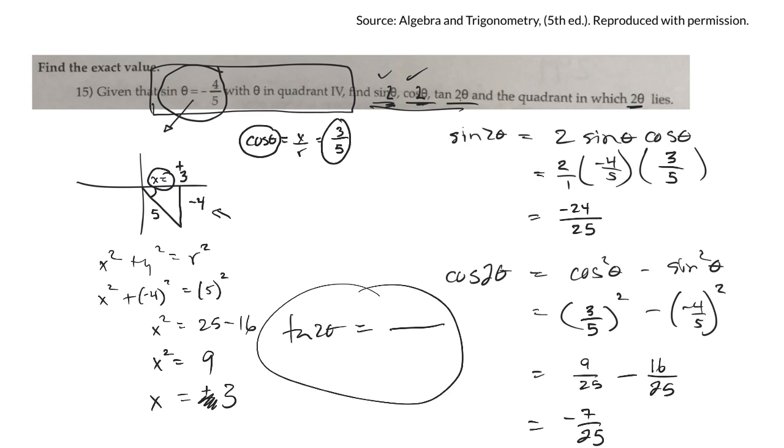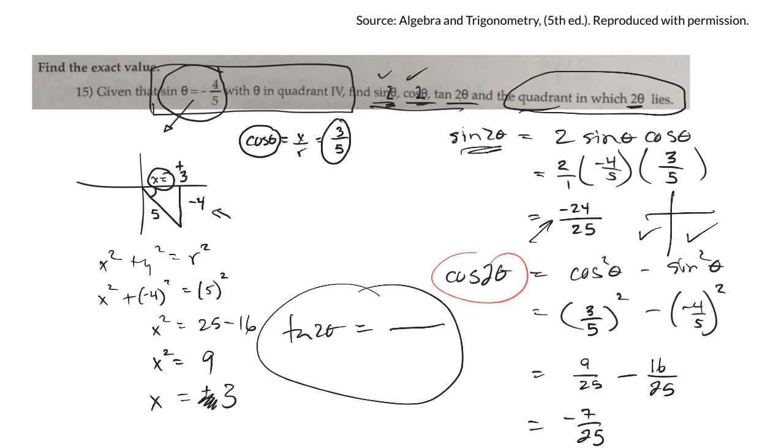Now with this one, we can also figure out which quadrant 2 theta lies in. Because if I have sine, and sine comes out negative, sine is negative in these two quadrants. And then if I have cosine, cosine is negative in these two quadrants. So you just figure out where they match up. And they match up right there in quadrant 3. So the quadrant in which 2 theta lies is quadrant 3. Okay, hopefully that helps you with that type of question.